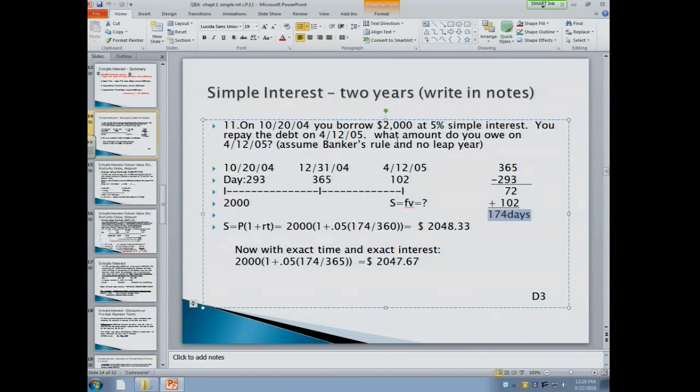I ask you, what do we owe on 4/12/05, or in the future? So we have the future value formula, and it's $2,046.33. You can pause now. I do ask you to pause it and try exact time and exact interest. The only difference would be a denominator of 365.